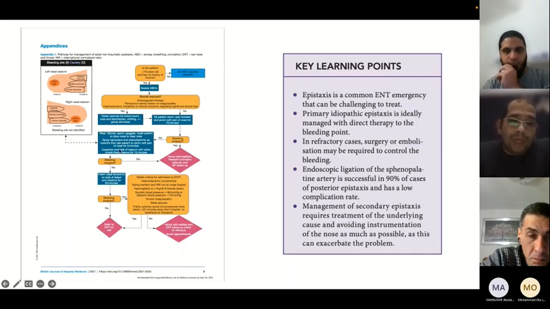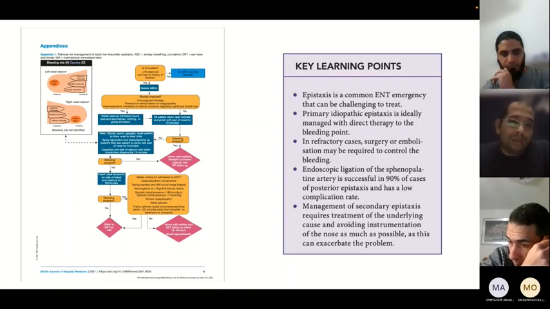Yes, if the bleeding stopped by these direct measures, that's it, and the patient can be sent home. If the patient is still bleeding after direct therapy, we can use indirect therapy and put nasal tampons or hemostatic agents like Floseal.